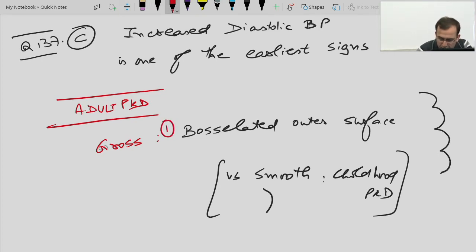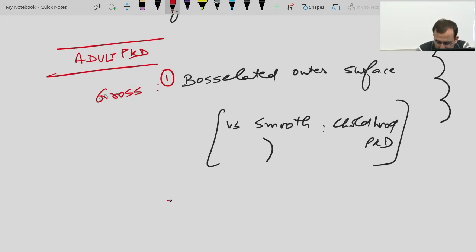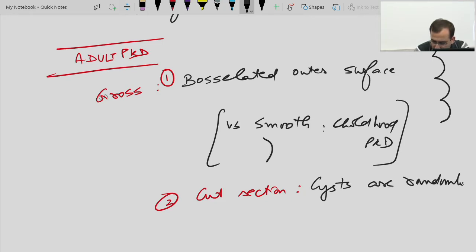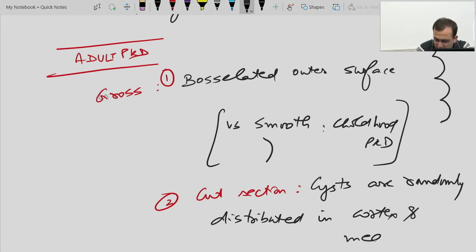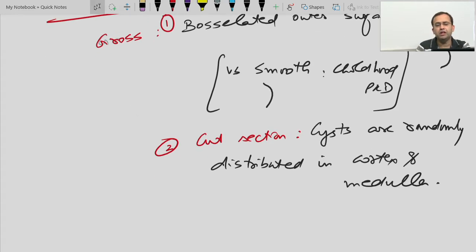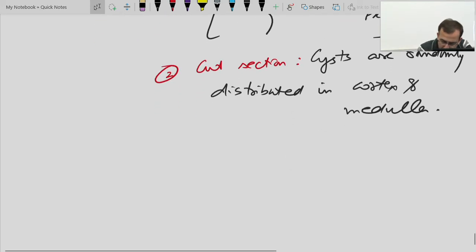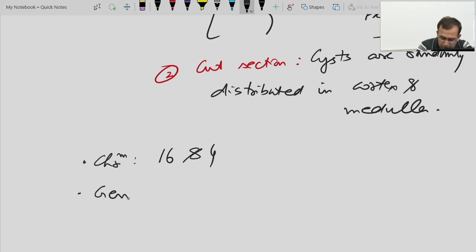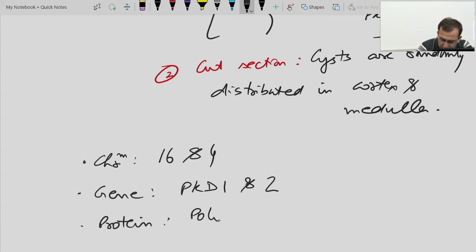So the first gross feature was the bosselated outer surface, making it adult PKD, and the second gross feature is the cut section. In adult PKD, the cysts are randomly distributed in cortex and medulla, versus childhood PKD, where the cysts are present at right angles to the renal capsule. Next point, in adult PKD the chromosomes involved are 16 and 4, involving the genes PKD1 and PKD2, which code for the protein polycystin.